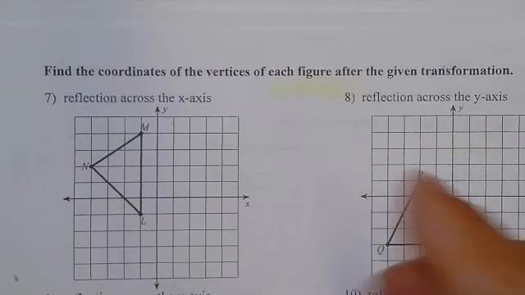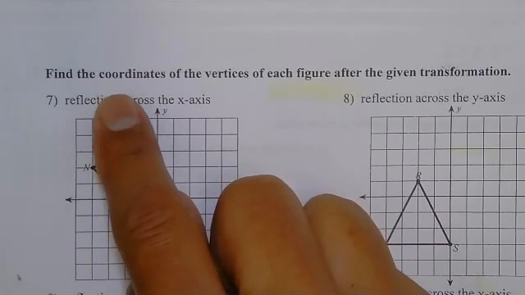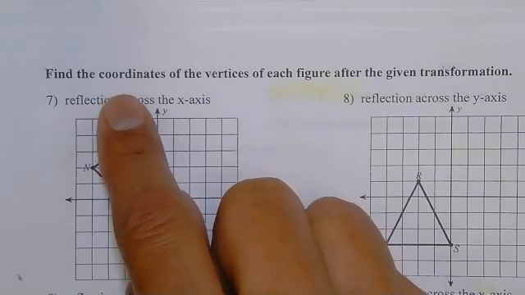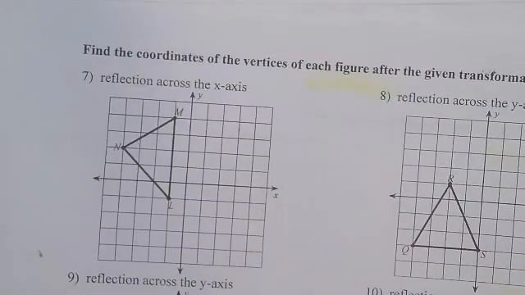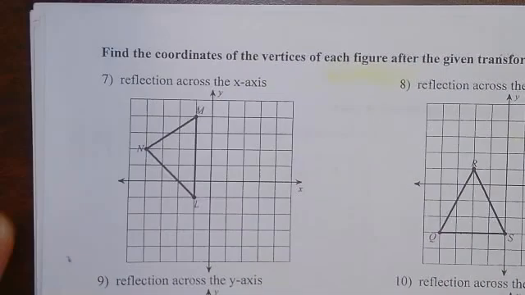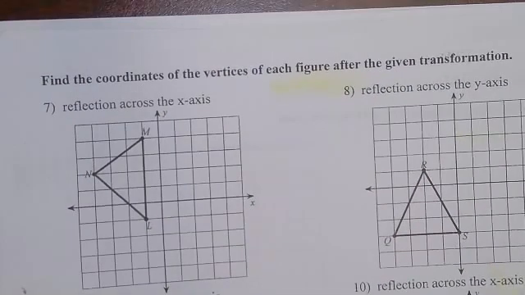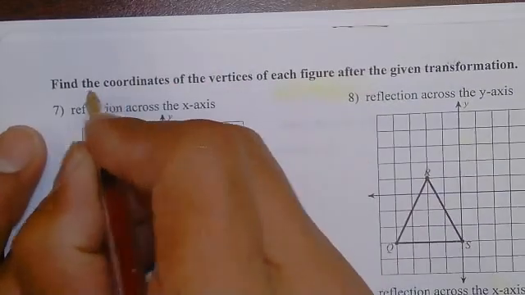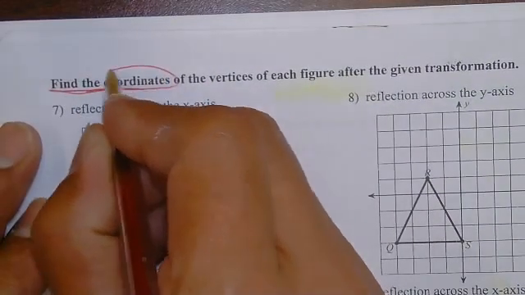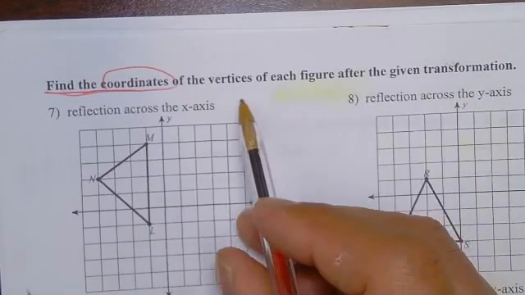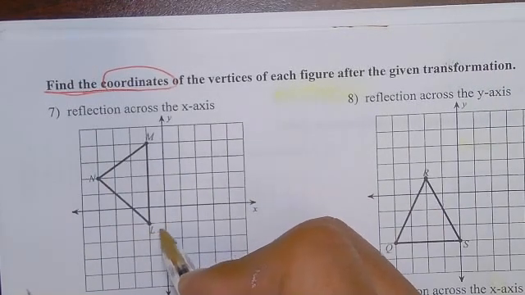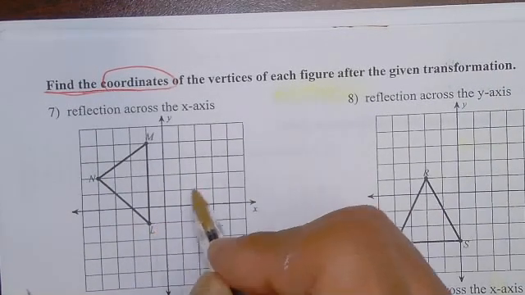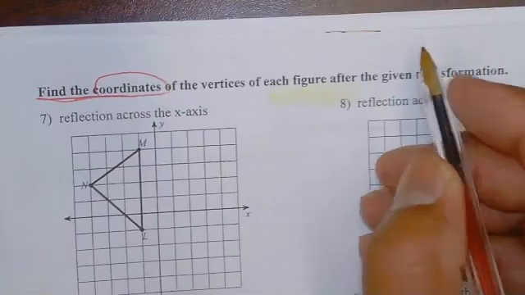Everybody read the directions up here. What's new about this backside that you didn't have to do on the front side? The only thing new is this part. Find the coordinates of the vertices. The vertices are like the corners, right? These new ones, not this existing one.